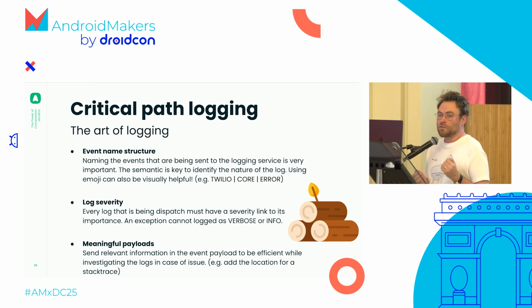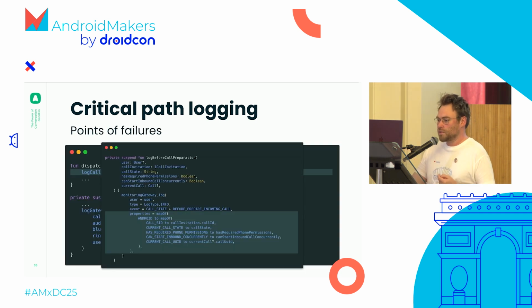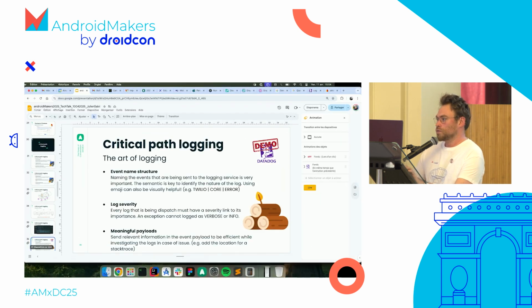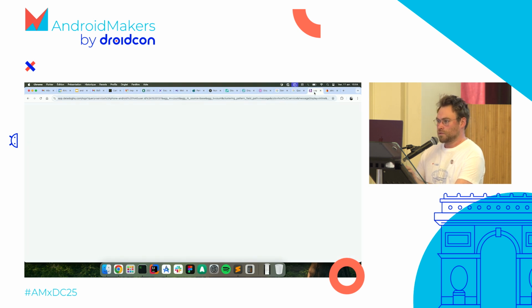Also, as I said regarding the log previously, for all the properties that are being sent, send a meaningful payload. Send relevant information in the event payload to be efficient while investigating the logs in case there is an issue in your application. For example, the location for the stack trace, where the trace comes from. And to show that, I'm going to show you a bit of Datadog logs.